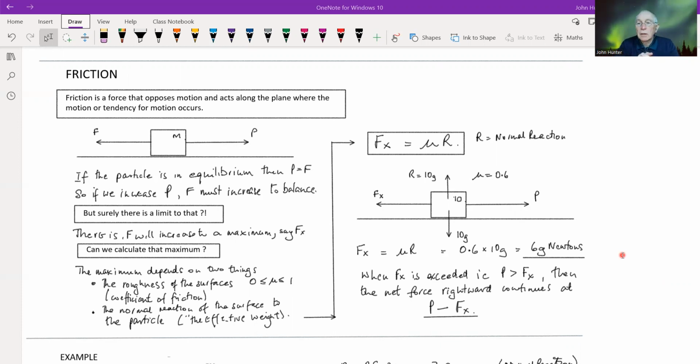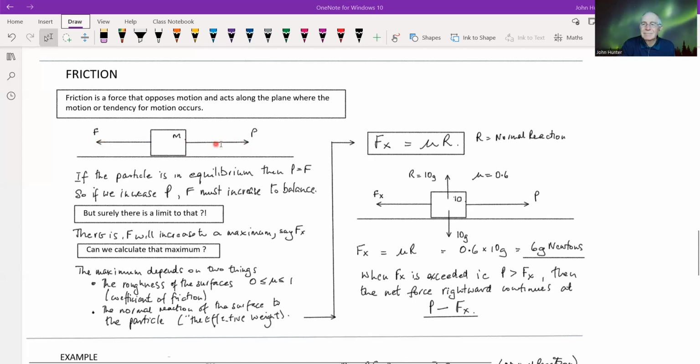tendency for motion occurs. So in this situation here, if we've got this particle on this surface and we're pulling away with a force of P newtons, let's say this thing isn't moving, therefore there must be an opposing force, an equal and opposing force, and that is the friction. So we pulled it, but we haven't made it move as yet. So we sometimes call it a balancing force.